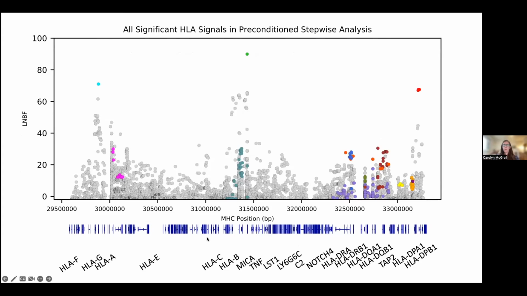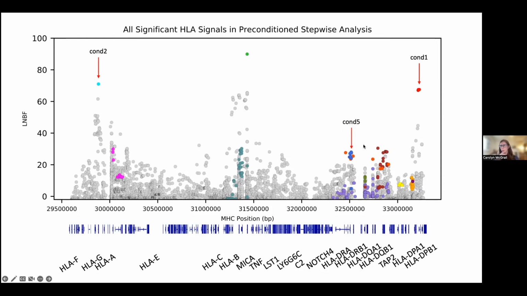And so this is what the landscape looks like in the MHC for this particular preconditional analysis, where different colors are identifying the 13 credible sets. And so we have our non-coding credible sets. Condition 1 is present in this HLA-DPB region. And then condition 2 is a single variant around HLA-A.